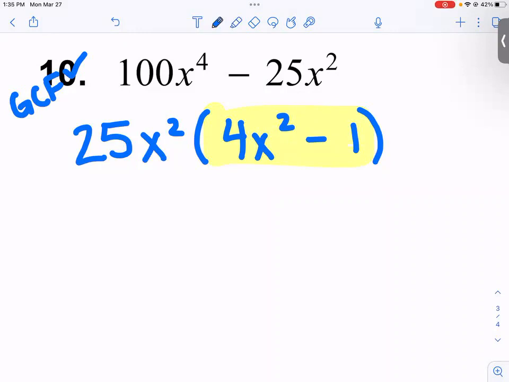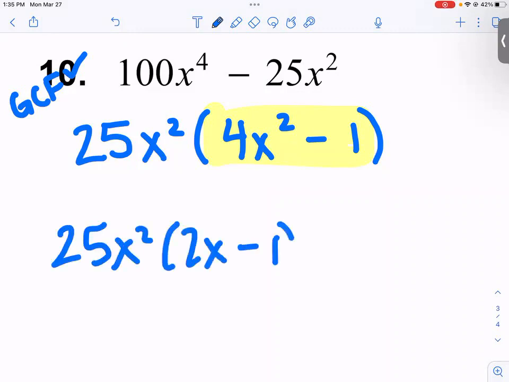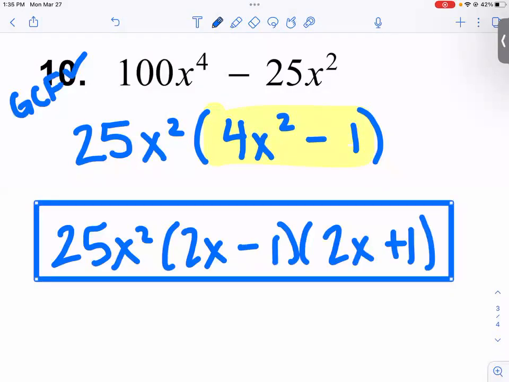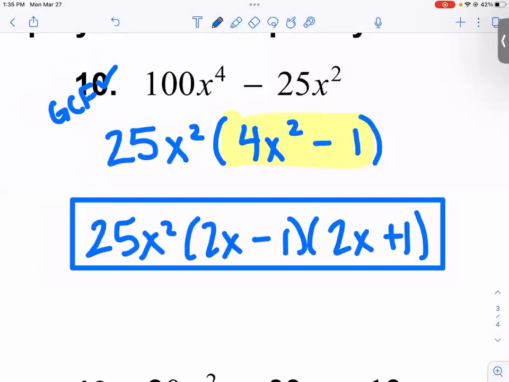How many terms? 2. Is it a difference of squares? Yes. Okay, good. We can recognize it. This is 2x minus 1, 2x plus 1. It's a difference of squares where 2x squared minus 1 squared. Because it's going to help us when we solve.